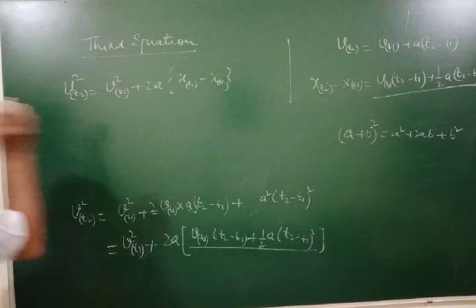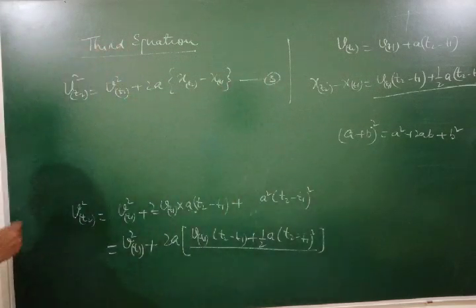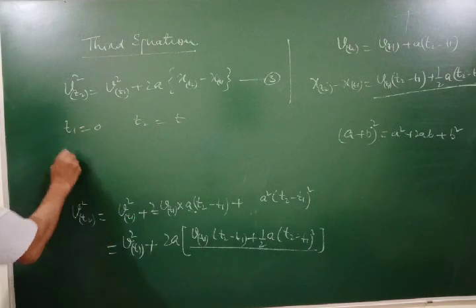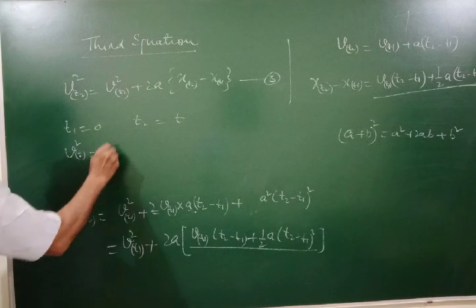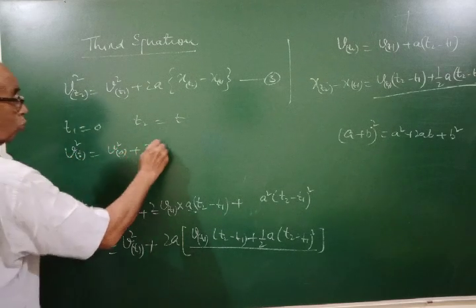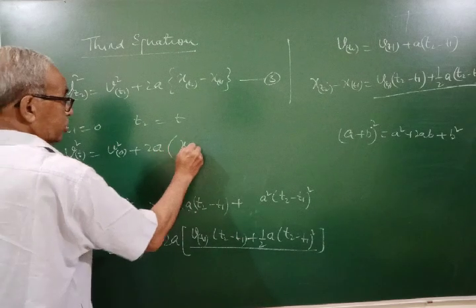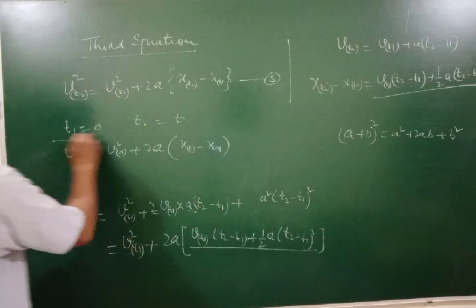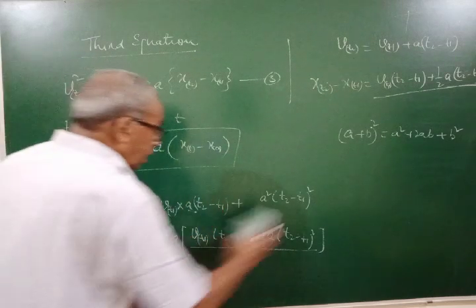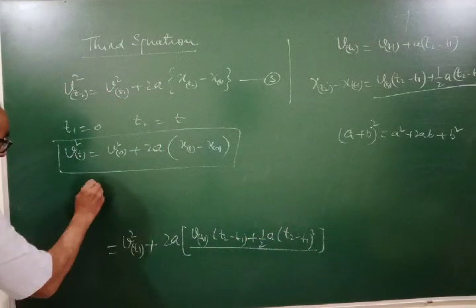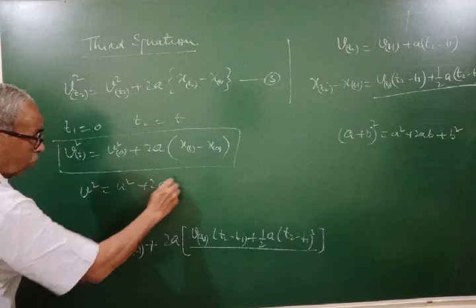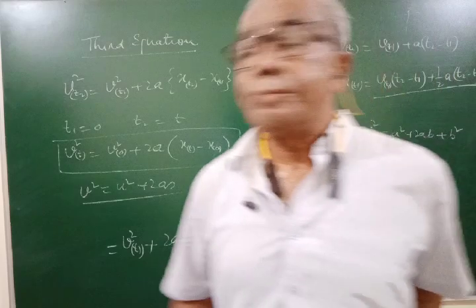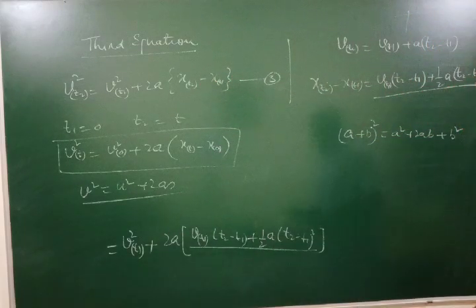Again, in the third equation, if t1 is equal to 0 and t2 is equal to t, then we can write v square t equal to v square 0 plus 2a into (x(t) minus x(0)), which you have learned in lower classes as v square equal to u square plus 2as. While solving, I will also use this form. Maybe I will use the same.